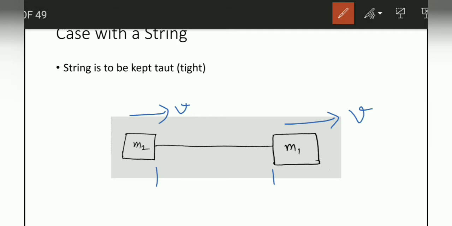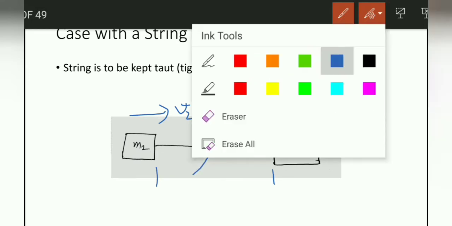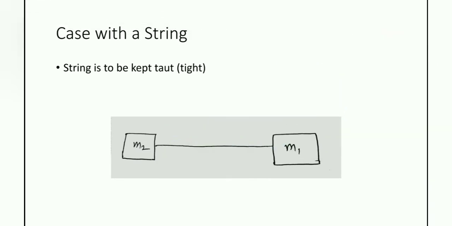First of all, this is v1 and this is v2. v1 cannot be greater than v2, then the string will break. What if v2 is greater than v1? Then the relative displacement between them will be shorter than the length of the string, so it will be loose. So exactly that is the thing we have to keep in mind, that is to keep the string tight. Exactly this is what we have to apply.